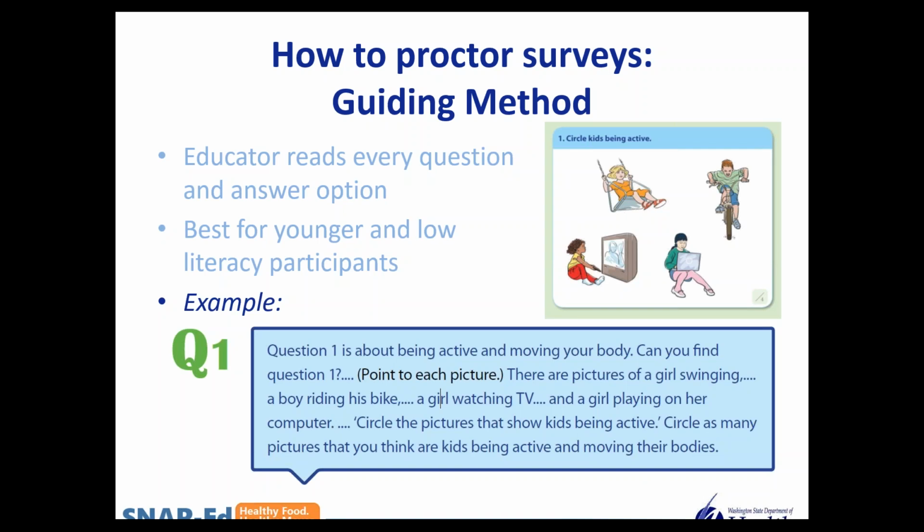So the example is, question 1 is about being active and moving your body. Can you find question 1? And you would point to the picture, you'd hold up a copy of the survey, and then you'd say that they're pictures of a girl swinging, a boy riding his bike, a girl watching TV, and a girl playing on her computer. Circle pictures that show kids being active. You can circle as many pictures as you think are kids being active and moving their bodies. There may be more than one.